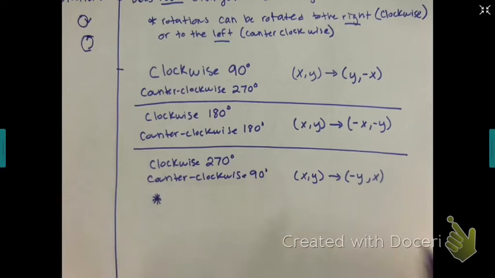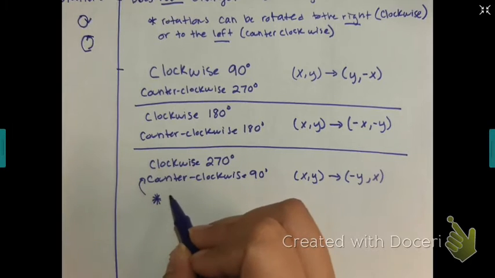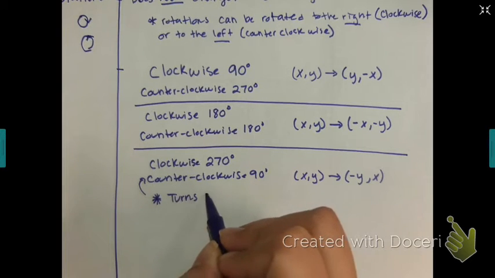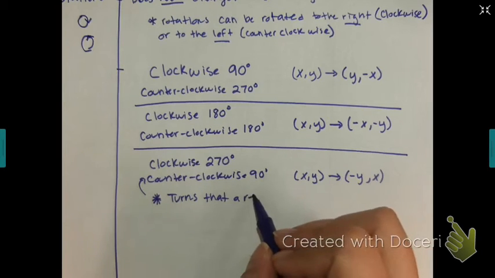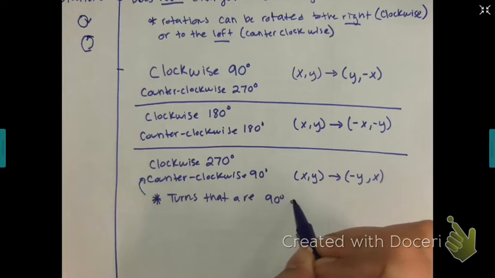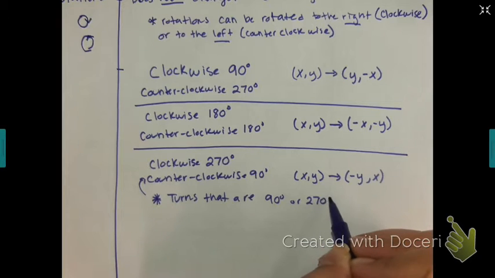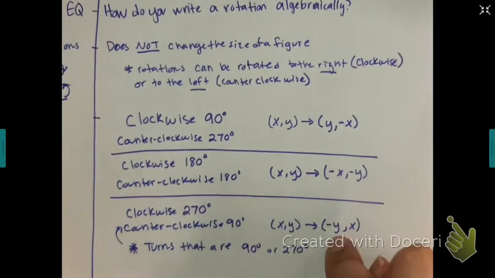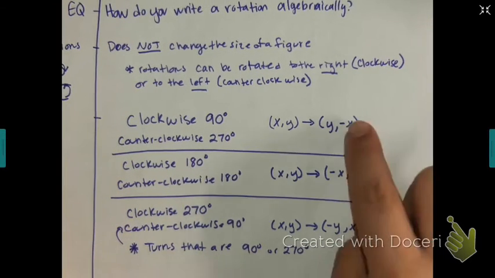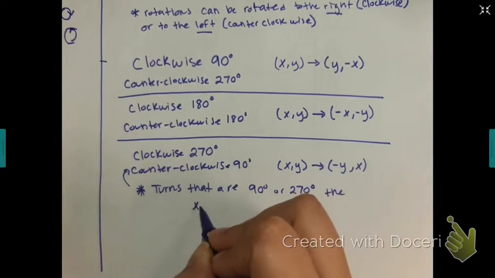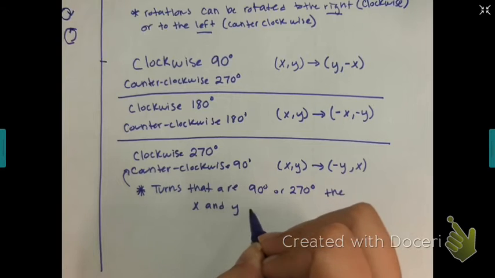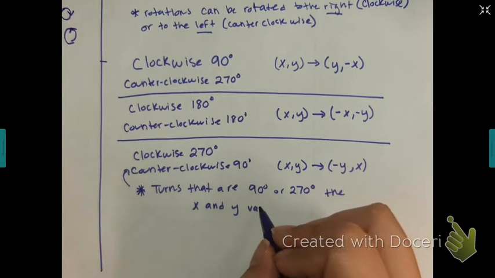If you want to make a note for this right here: turns that are 90 degrees or 270 degrees, just like this one and this one, the x and y variables change place.